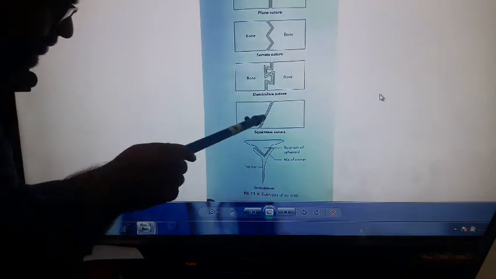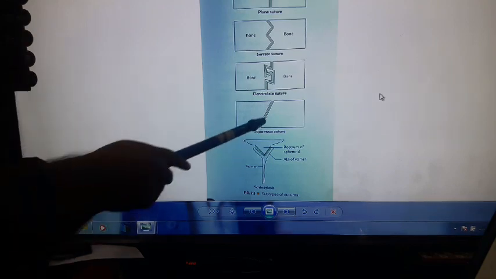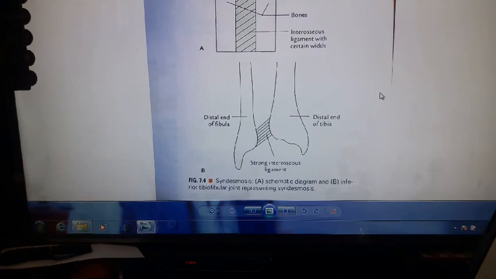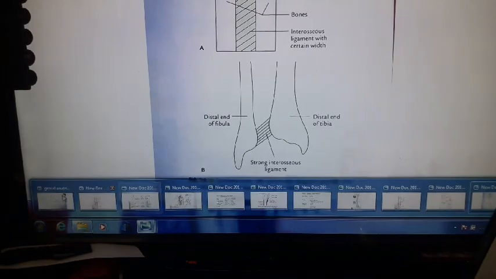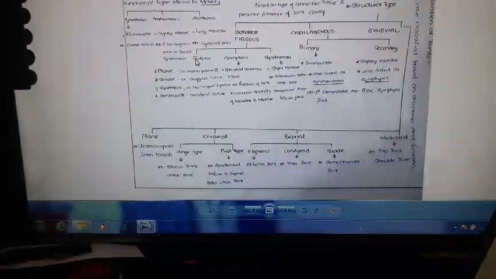Then come to the squamous suture. Squamous means flat. We already discussed squamous epithelium, which is flat with tapering ends. Same way, squamous means a flat suture. This suture we call squamous suture. So the sutures are completed.